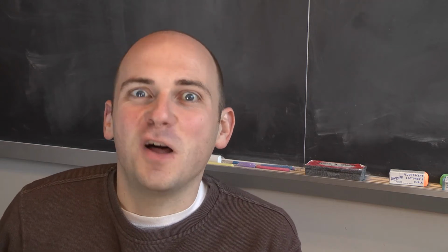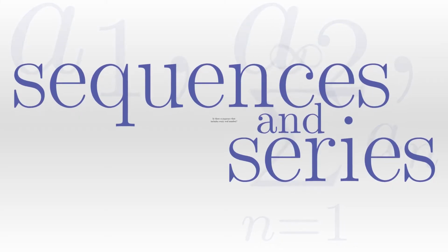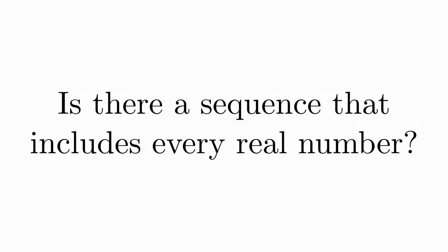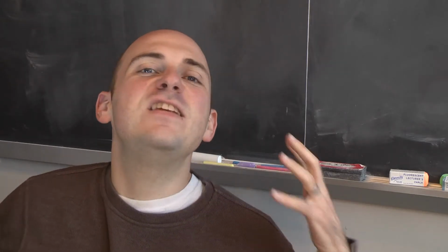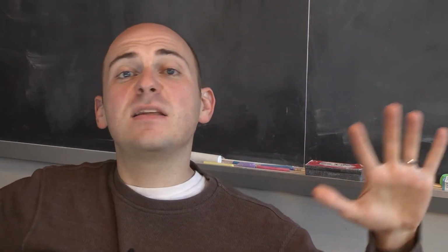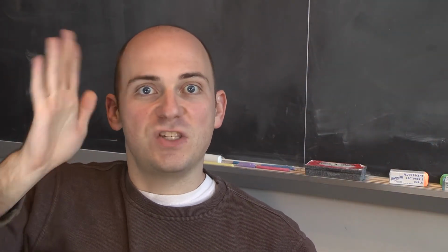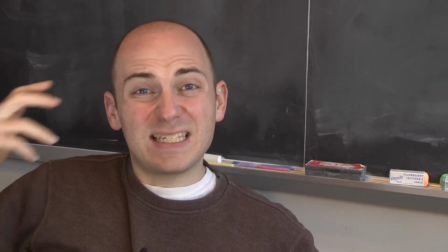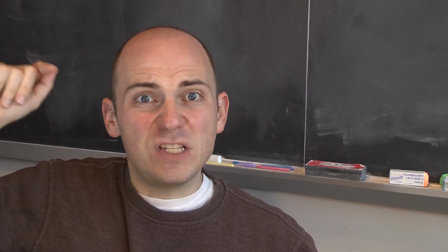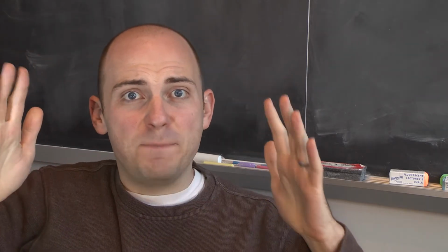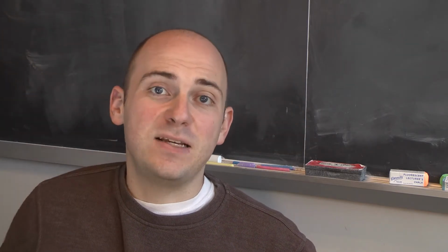Let's list all of the real numbers. Let's make this even easier on ourselves. Instead of trying to list off all the real numbers, let's just list off the real numbers between 0 and 1. And what do I mean by that? I want a sequence so that every single real number between 0 and 1 appears somewhere in that sequence.